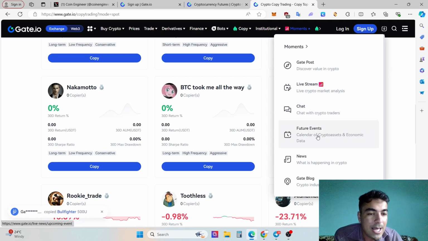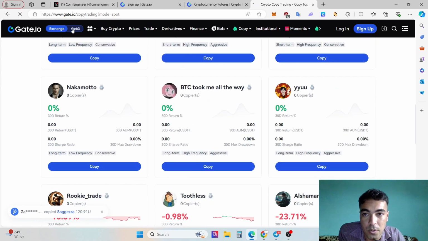Future events and news. For example, you woke up in the morning and you want to know what happened to the crypto market or what will happen as an event in the crypto market. You can use future events or news. And if you want to learn anything about the cryptocurrency market and some mechanisms, you can take a look at blogs. That's it about that.